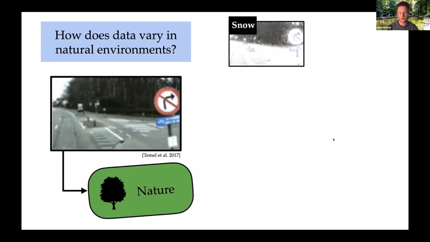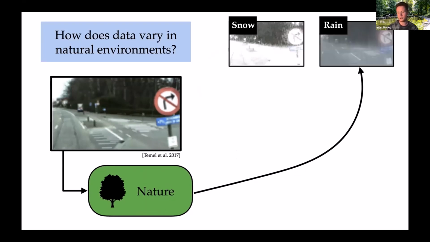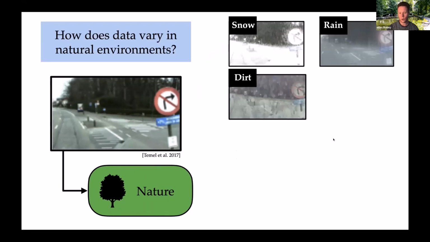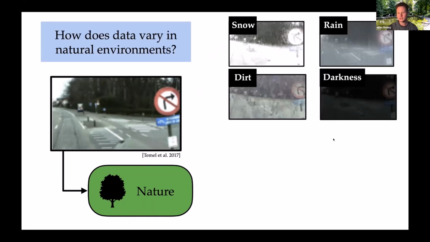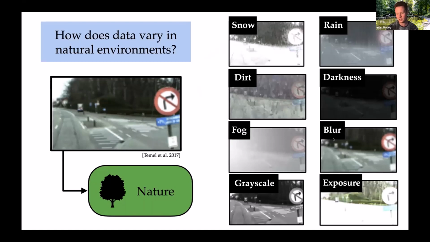So data could also vary according to the amount of rain in the image, or it could have a dirty camera lens, or there could be darkness or fog or blurriness or grayscale or exposure. So this is all to say that when we're dealing with a natural environment, data can vary along many different axes. Whereas in the previous case, when we looked at adversarial examples, data is varying according to the same kind of transformation. So it's always a norm-bounded perturbation.